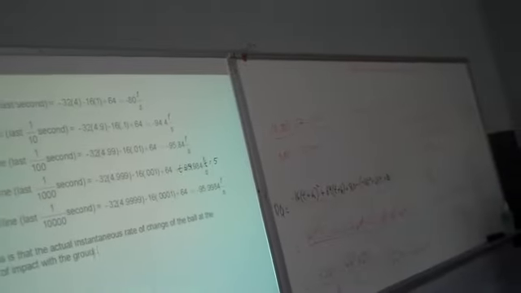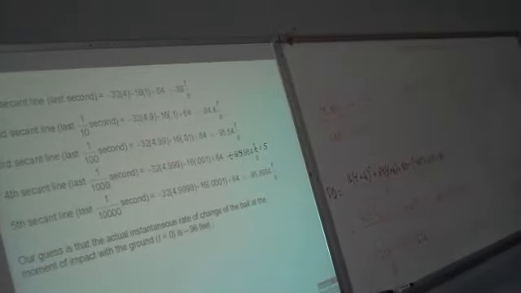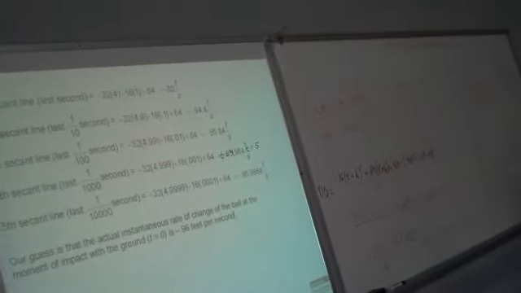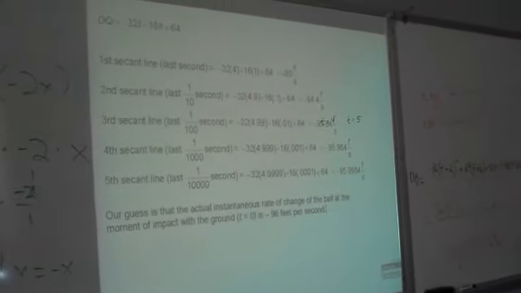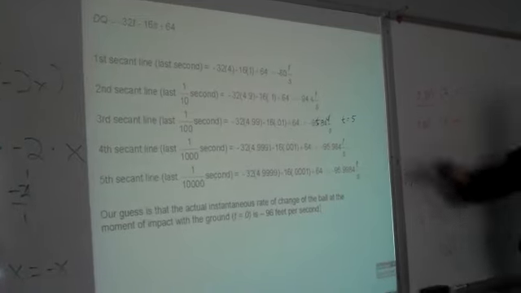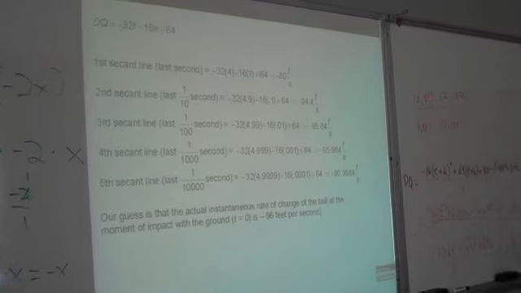Our guess is the actual instantaneous rate of change of the ball at the moment of impact with the ground, which I'm going to put in here. Stay with me. T equals 0 is negative 96 feet per second. You ready to write sentences like that in English tomorrow? Yeah. Okay? That's not the hardest thing on the test. This would be the hardest thing on the test tomorrow. Our guess is that the actual instantaneous rate of speed.